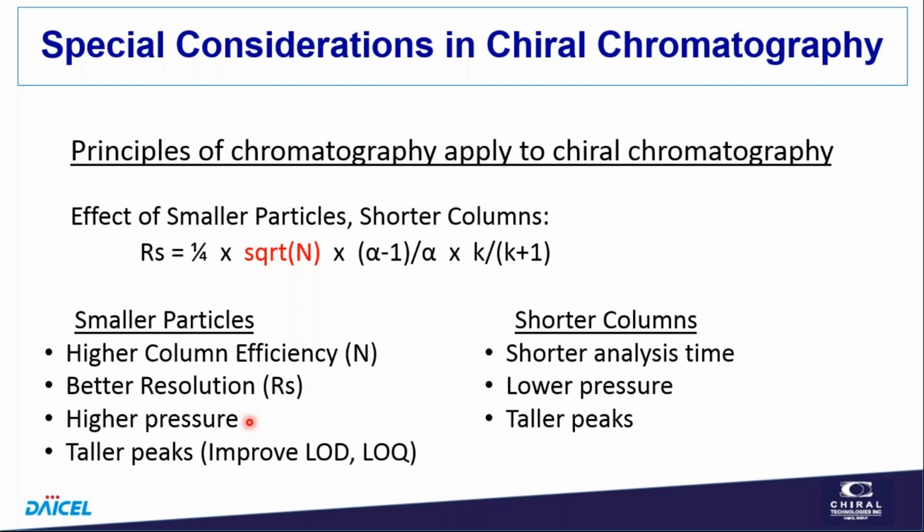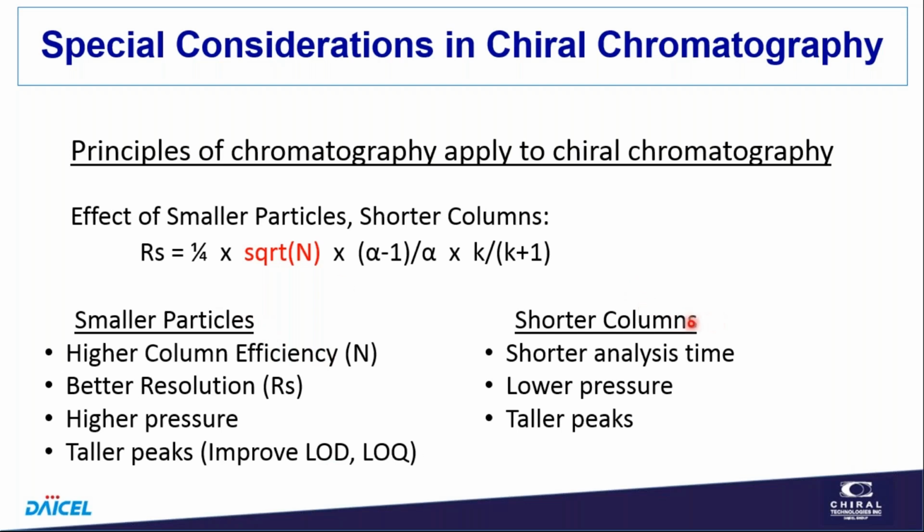But we also get higher pressure, and this certainly is the issue of UHPLC. UHPLC, as you probably know, is not really a technique. It just means chromatography run using smaller particles, which result in higher pressure. But with smaller particles and sharper peaks, we also get taller peaks. The area is conserved, so we'll get a taller peak, which improves our limit of detection and limit of quantitation. So this can be very valuable in performing an analysis of the low-level enantiomer.